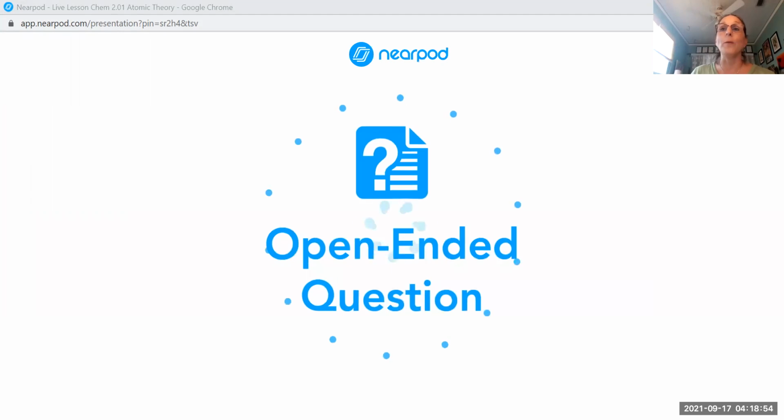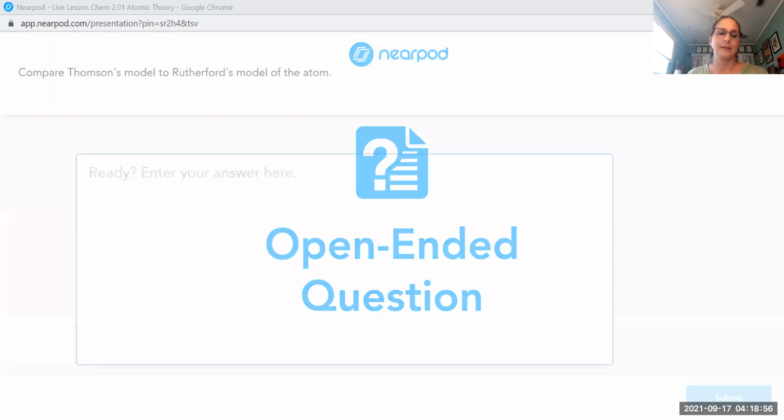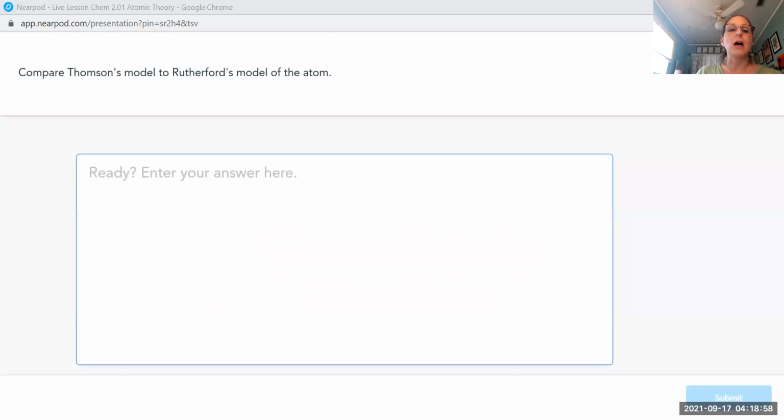Next question, an open-ended question. Compare Thomson's model to Rutherford's model of the atom, and go.